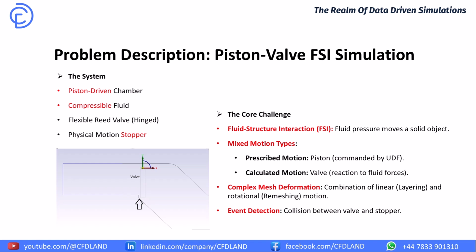As you can see in this small picture here, it's a simple flap attached by a hinge, so it can swing open. And finally, we're going to use the contact detection module in ANSYS Fluent, which allows us to provide an event. It acts like a physical motion stopper. So as soon as the reed valve reaches a specific distance from the wall, we can stop the solution and we can prevent the reed valve from opening again. But this is not simple.